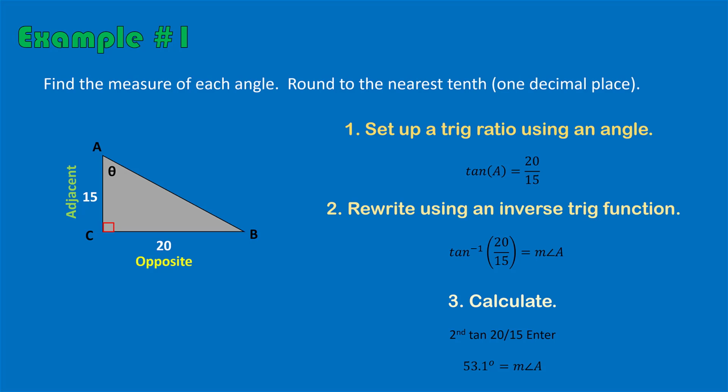This problem, though, does not just want the measure of angle A, it wants all three angles. So we are going to use the triangle sum theorem. We know that angle A is 53.1 degrees, and angle C is 90 degrees. So angle B would be 180, and then subtract those two angles, giving us 36.9 degrees. Again, that's just the triangle sum theorem. All three angles add up to equal 180.